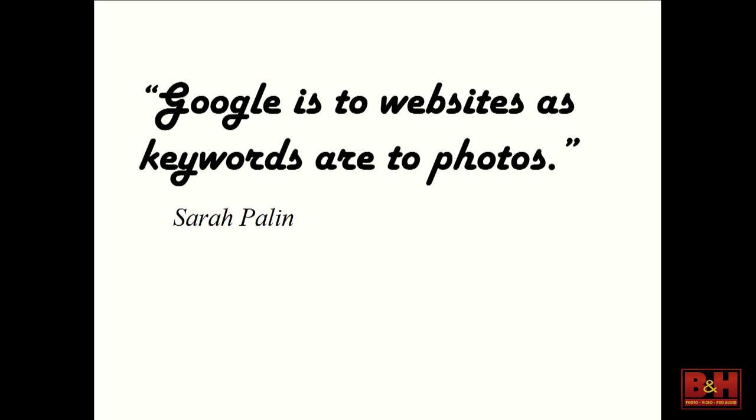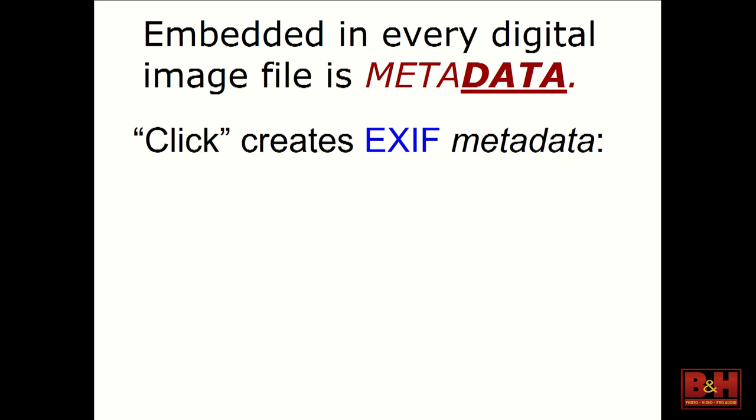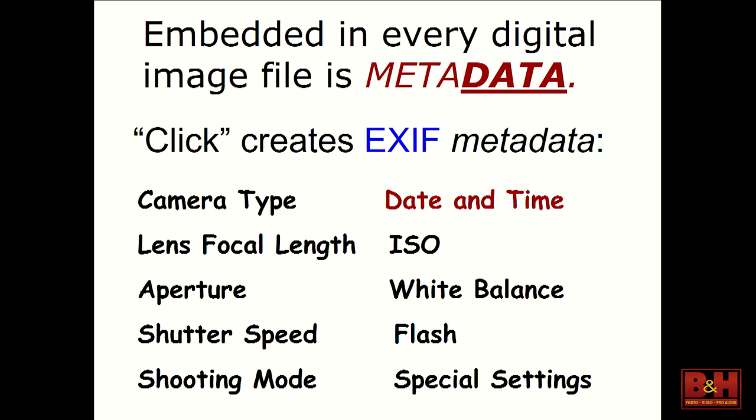But that's true. We're going to use keywords to find things, just like you use Google today, right? And so embedded in your click is metadata, right? And when you go click, the camera creates what's called EXIF metadata. And these are the things that you don't have to type in because the camera creates it. It creates the camera type, the focal length, the aperture, the shutter speed, the ISO, the date and time, so you don't have to type that in. White balance, flash, all that kind of stuff is already there. You do not have to use it as keywords.